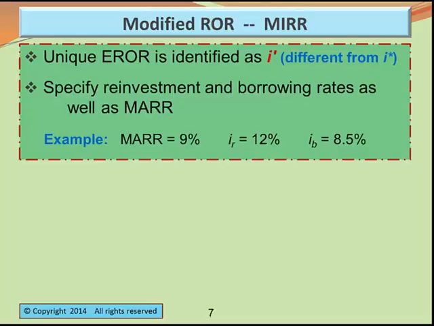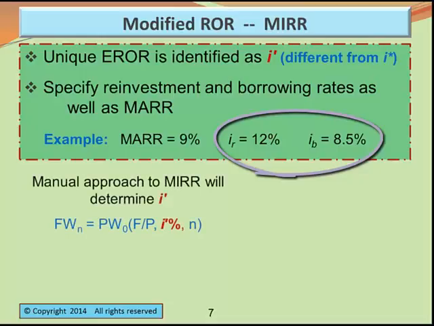The modified ROR, or MIRR approach, results in one of these unique i* rates. We will call this rate i'. MIRR uses both external rates for reinvestment and the borrowing rate. For example, assume an MARR value of 9%, with i_R and i_B rates shown here. There is a four-step procedure that finds i' by considering all positive and all negative cash flows separately using FW and PW equivalence relations. See your textbook for the details of this manual solution.